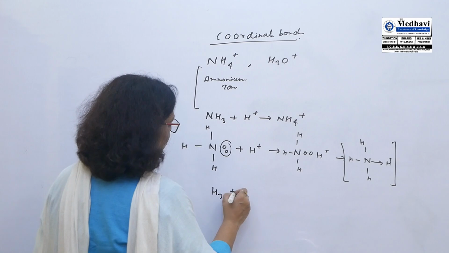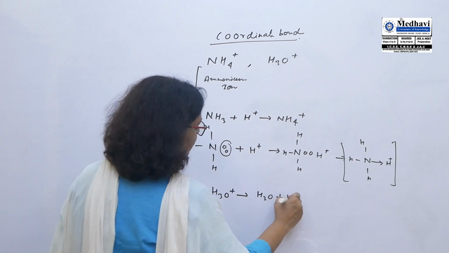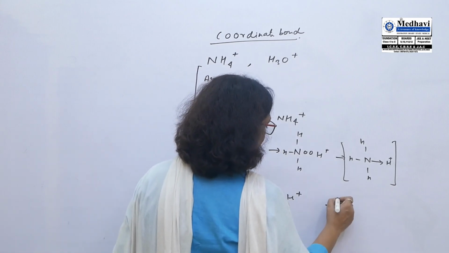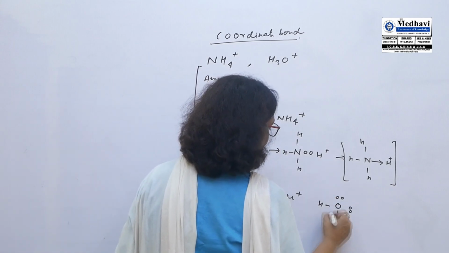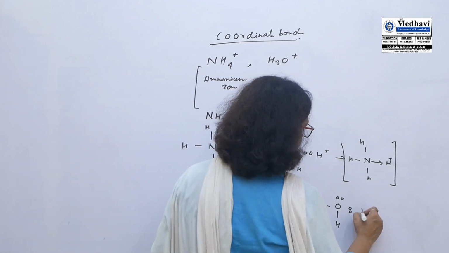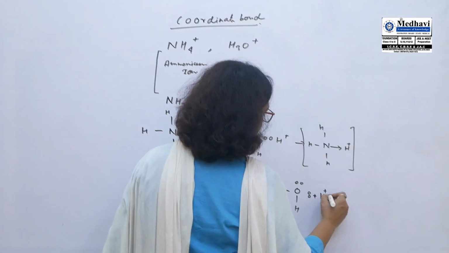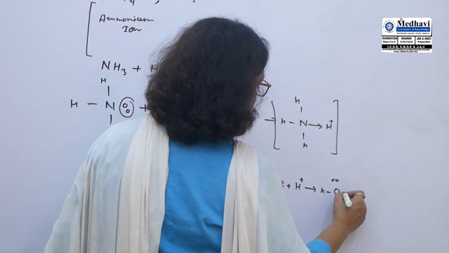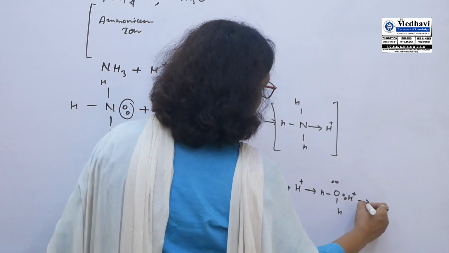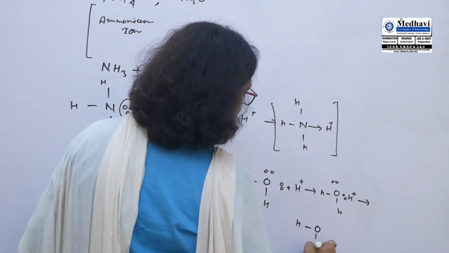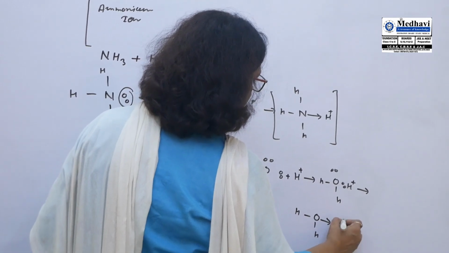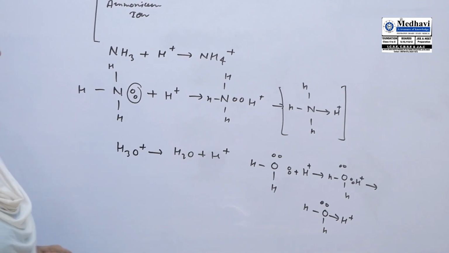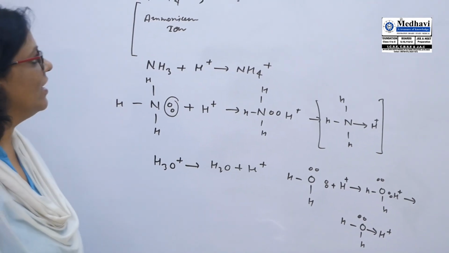The hydronium ion is a combination of water plus H plus. As we know, water has two bond pairs and two lone pairs. So it combines with H plus, and a coordinate bond develops, and we can show it with the arrow. This is an example of a coordinate bond. All these examples are types of covalent bond.